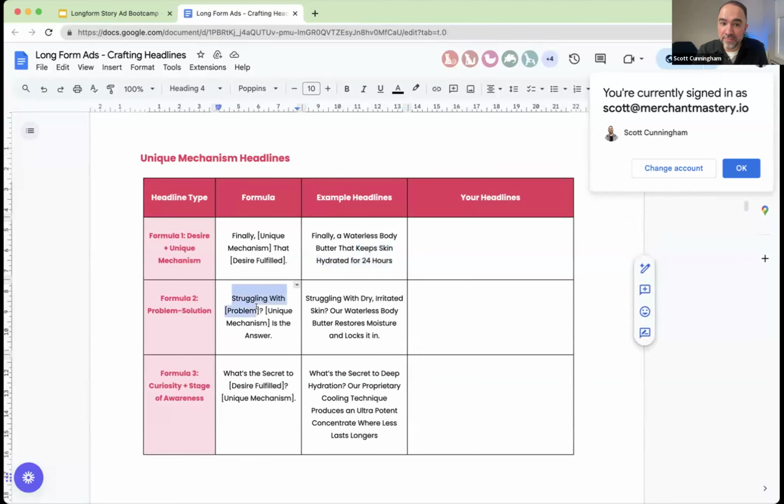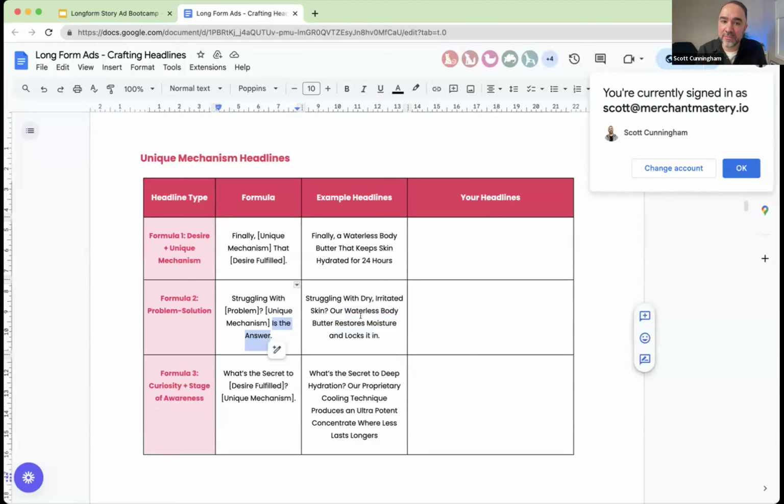Okay, the next one. Struggling with problem, unique mechanism is the answer. Struggling with dry, irritated skin, our waterless body butter restores moisture and locks it in. This whole thing is the unique mechanism. Restores moisture, locks it in. You wouldn't want to say "is the answer"; I'd rather define the answer. So it's pretty generic, pretty broad for everybody, but you would want to define the outcome that your product provides.